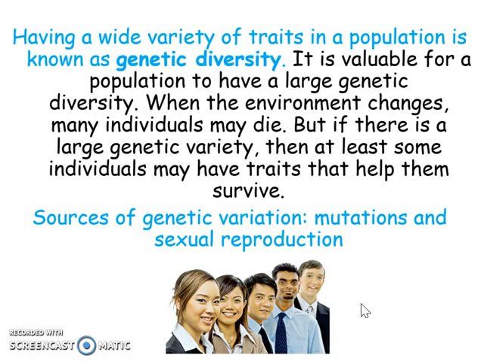Having a wide variety of traits in a population is known as genetic diversity. It is valuable for a population to have a large genetic diversity. When the environment changes, many individuals may die. But if there is a large genetic variety, then at least some individuals may have the traits that help them survive. Things that help us to have a big genetic diversity are mutations and sexual reproduction. Because remember, with asexual reproduction, you get the same genes. But when two sex cells come together to form a different organism, and with mutations, you have all kinds of crazy genes, very diverse.